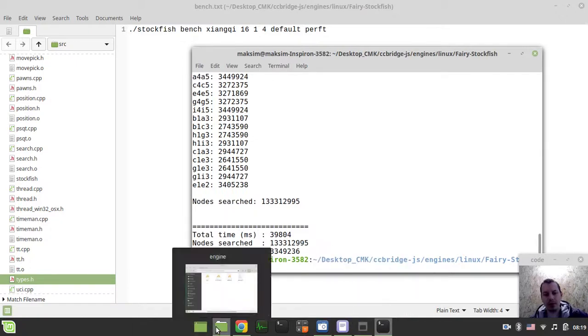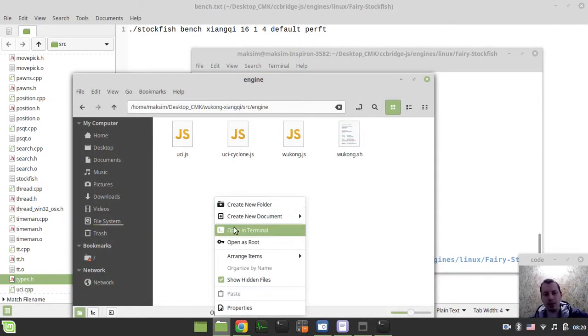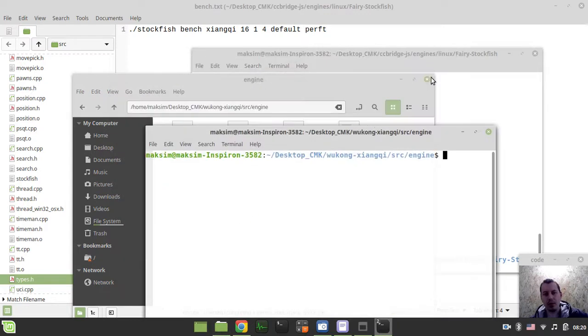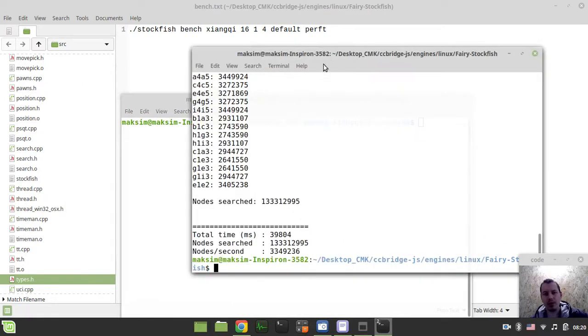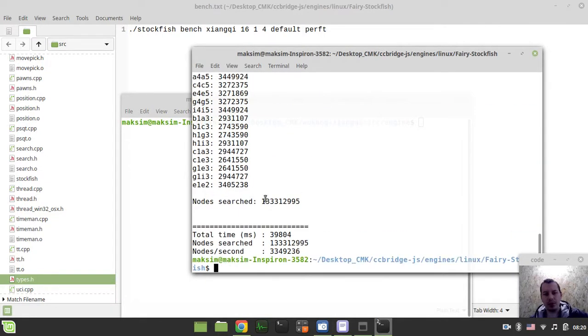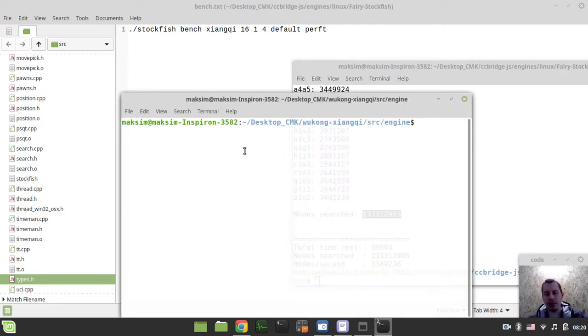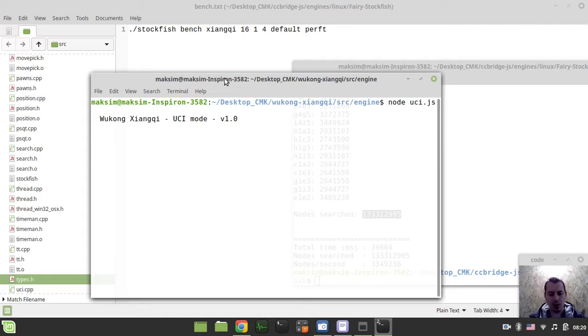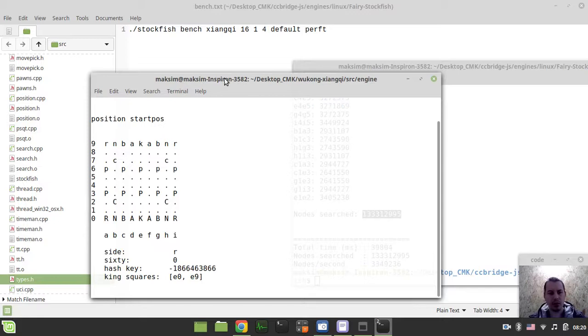So the next thing I want to run is the perft test for exactly the same starting position. So we are within the starting position. It's not printed, but trust me, that is it. And here is the node search. So this would be the same in all the engines, obviously. If I simply say node UCI.js, this would start my Wukong CNC in UCI mode, and just say position startpos to initialize the initial position, and then I just say perft 5.